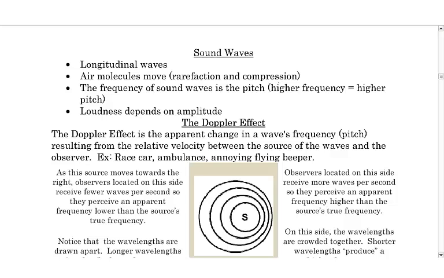The Doppler effect is the apparent change in a wave's frequency, or the pitch, the sound of it, resulting from the relative velocity between the source of the waves and the observer. For example, race cars are good examples of objects that can produce the Doppler effect. As they're traveling quickly to the right, sound waves pile up on the leading edge, and an observer in the front of the car will hear a higher pitch, and as the source or the car travels past an observer, they will have lower frequency sound waves and therefore hear a lower pitch.